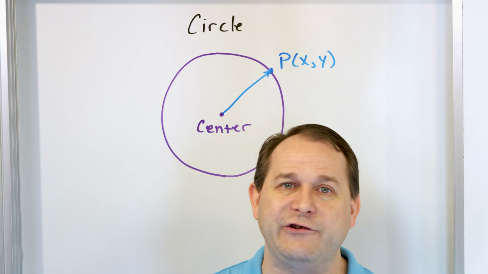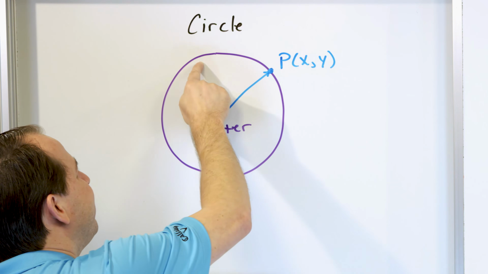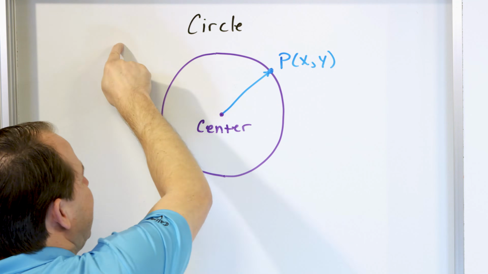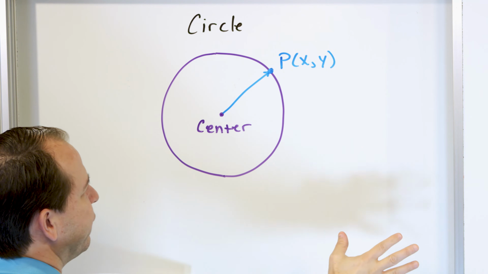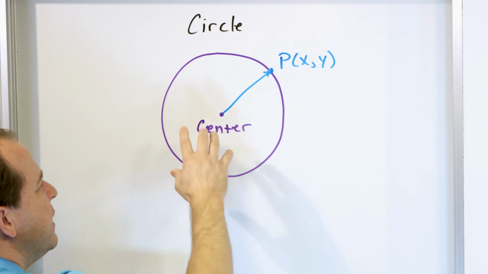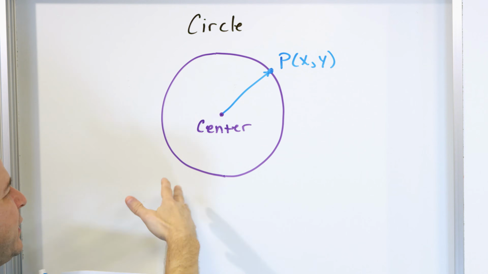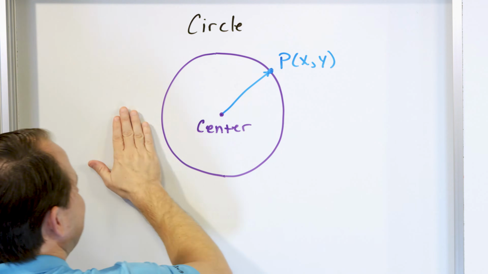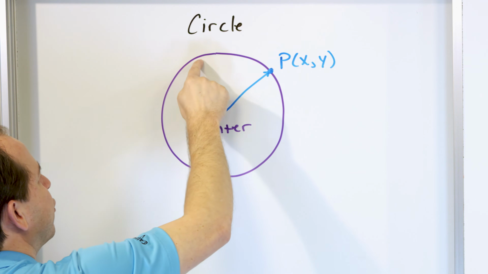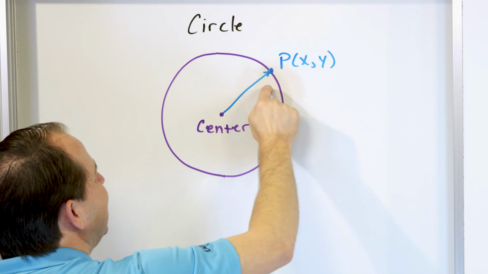So we need to write an equation down that describes every one of these purple points here. It shouldn't describe points here and here and here and here because those aren't on the circle. The only points on the circle are on the purple line. The points related to the circle are not outside the circle and they're not inside the circle. The only points that describe the circle lie on this purple line exactly.